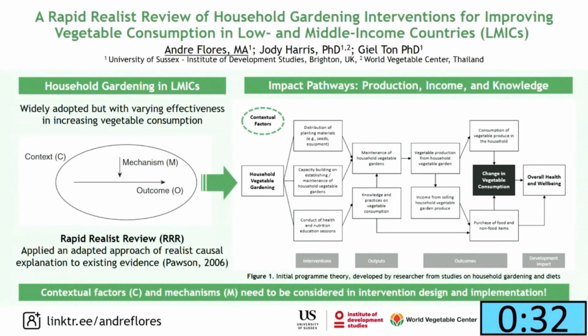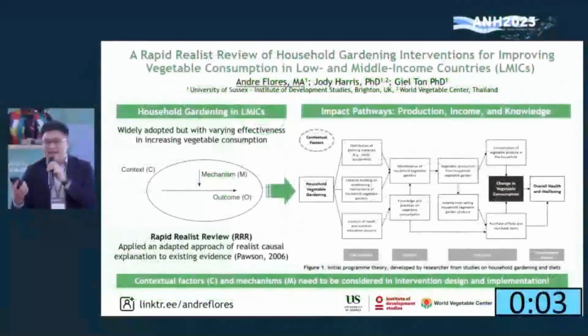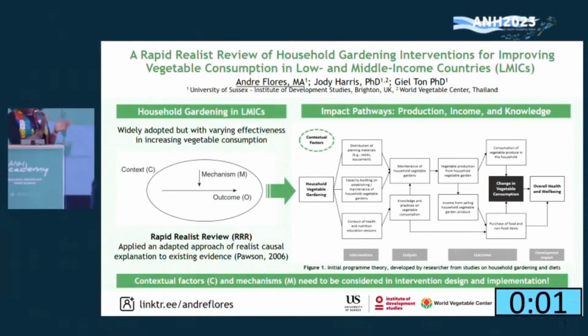So I found that along impact pathways, effective gardening programs can be synergized or mediated by several contextual factors and mechanisms, which I can reveal to you if you visit me in my poster. So with this, the design of related programs could benefit from a thorough analysis of community attributes and food environments to ensure maximum impact of such programs to improve vegetable consumption and overall food security and nutrition. Thank you.